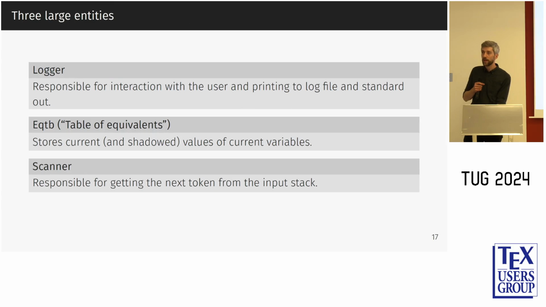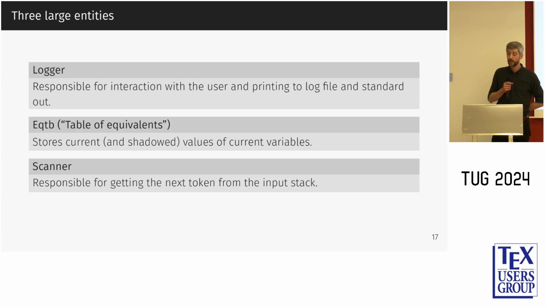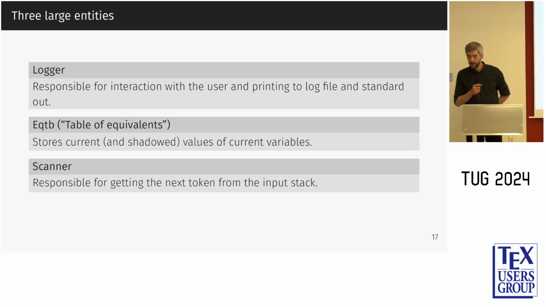And so what I ended up having in the end was 3 semi-global objects. One is the logger, which is responsible for interaction with the user and printing to the log file and standard out. Then there is the EQTB, and this is something that comes from the original implementation. It's a table of equivalence, which is basically the store for all variables and their current state. And then there's the scanner, which is responsible for scanning input, for scanning the next token and maybe expanding it.